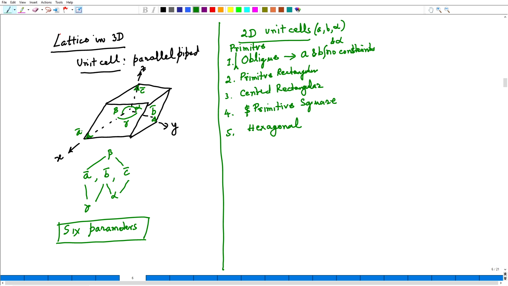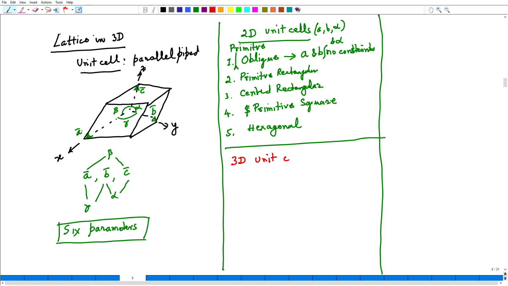I will come later as to what kind of constraints each one of the lattices put on the parameters A and B. Now, let us look at the 3-dimensional unit cells. Just before that, primitive oblique obviously very clear, all the lattice points are at the corners. Primitive rectangular, all the lattice points at the corners of a rectangle.